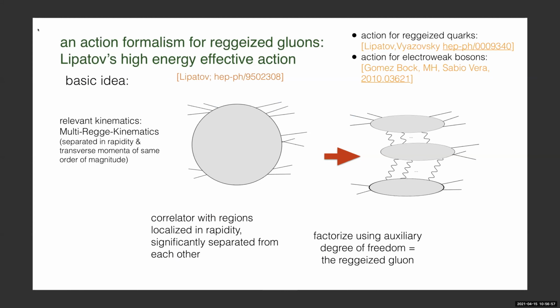Okay, good. I want to present this calculation, which is based on this formalism, the Lipatov effective action. The effective action is a way to factorize, in the high energy limit, a general correlator into subsectors, which are each local in rapidity, and each subsector is then significantly separated from the others in rapidity. This action exists in the version I'm going to talk about, which is formulated for reggeized gluons, for gluonic exchanges.